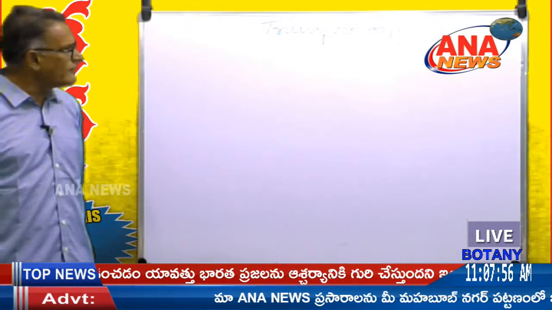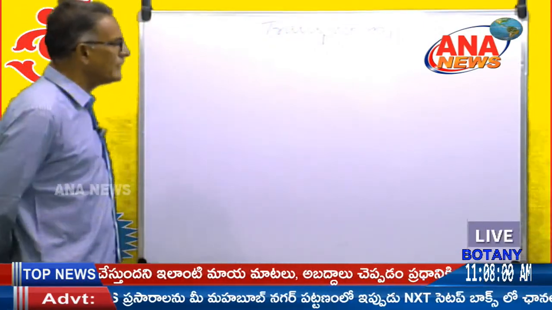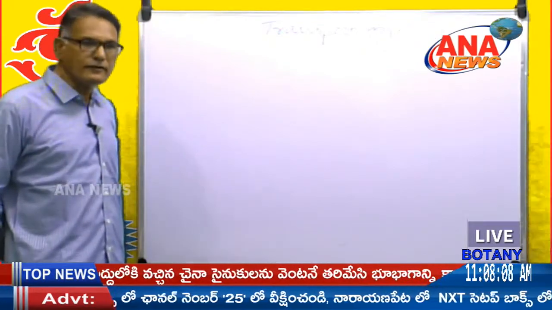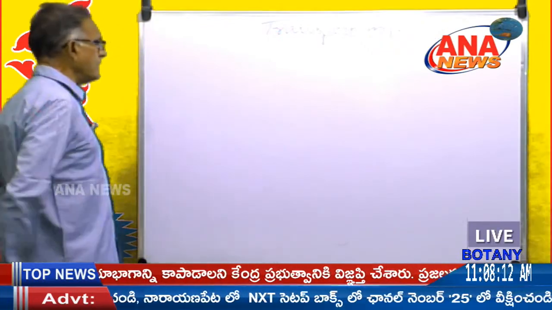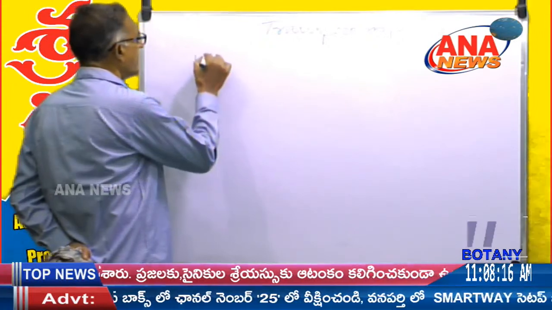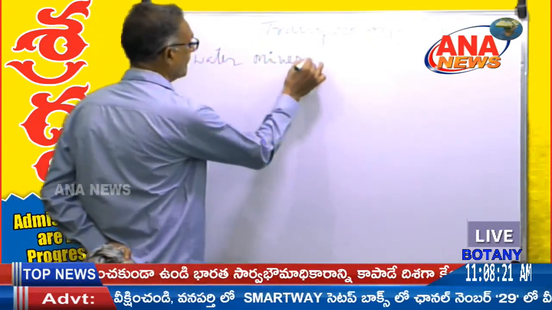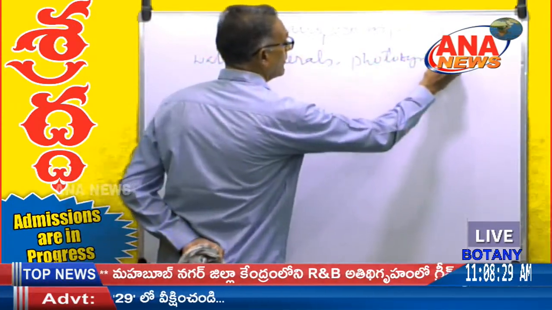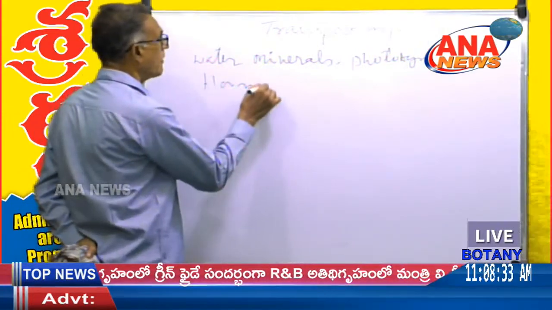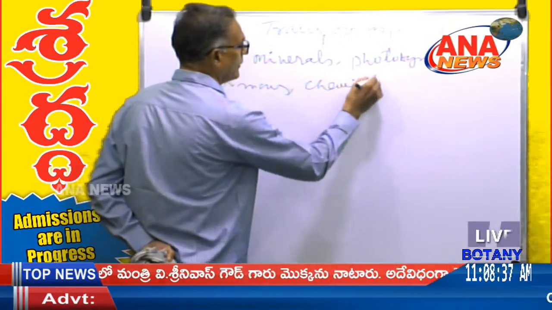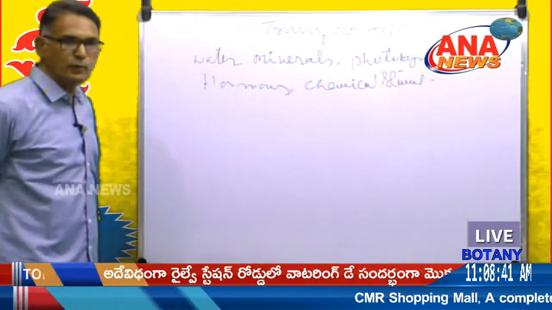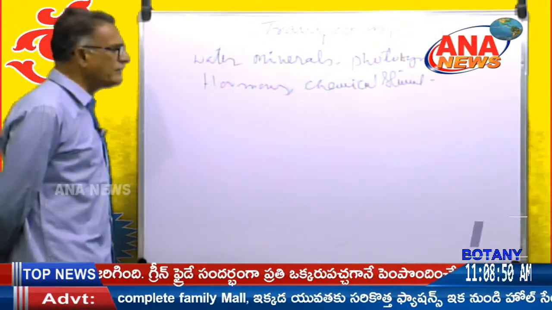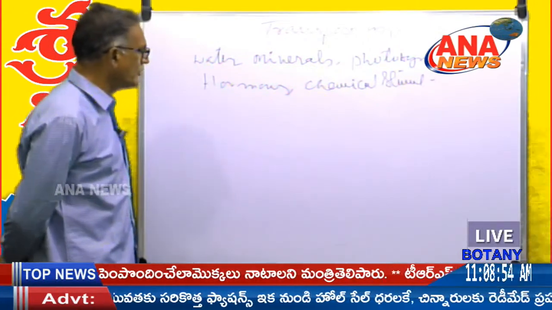Here an important question is what types of transport processes take place in the plant, and what types of substances are transported. For example, in flowering plants, water, minerals, photosynthates, that is food material, hormones, vitamins and chemical stimuli ought to be transported in the plant.